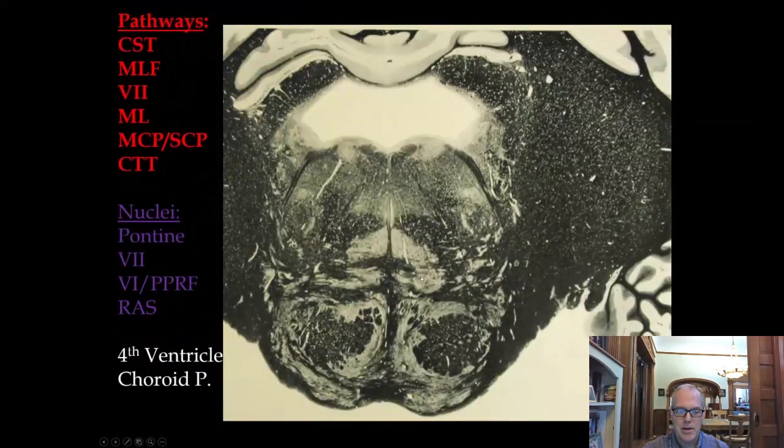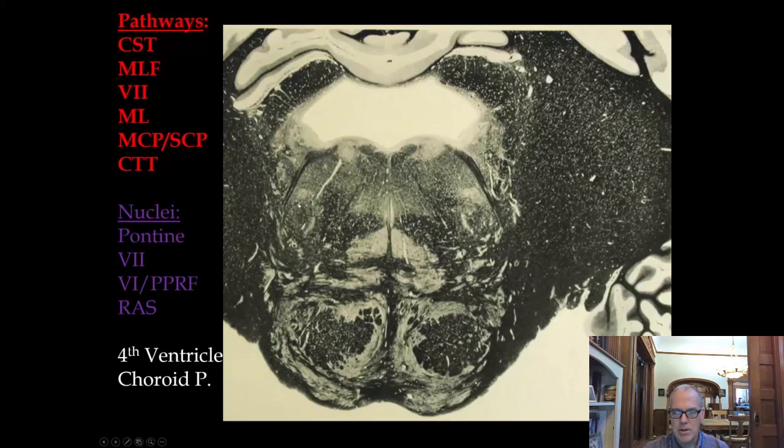Now, as we move up, very clearly here we're in the pons, a classic appearance of the pons with the corticospinal tract and pontine nuclei. So when you think of the pontine nuclei, it's the corticopontocerebellar tract. It synapses in the pons and then crosses over here in the middle cerebellar peduncle. But this section is really important, because we can see 2 new nuclei here in these locations. This is the facial nerve nucleus, and this is the abducens nucleus.